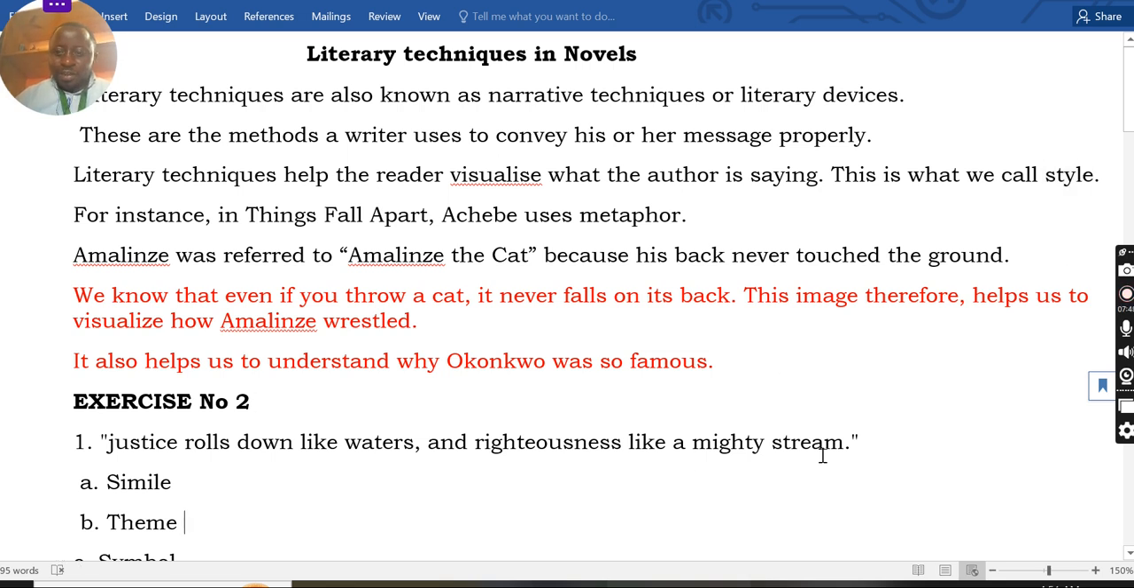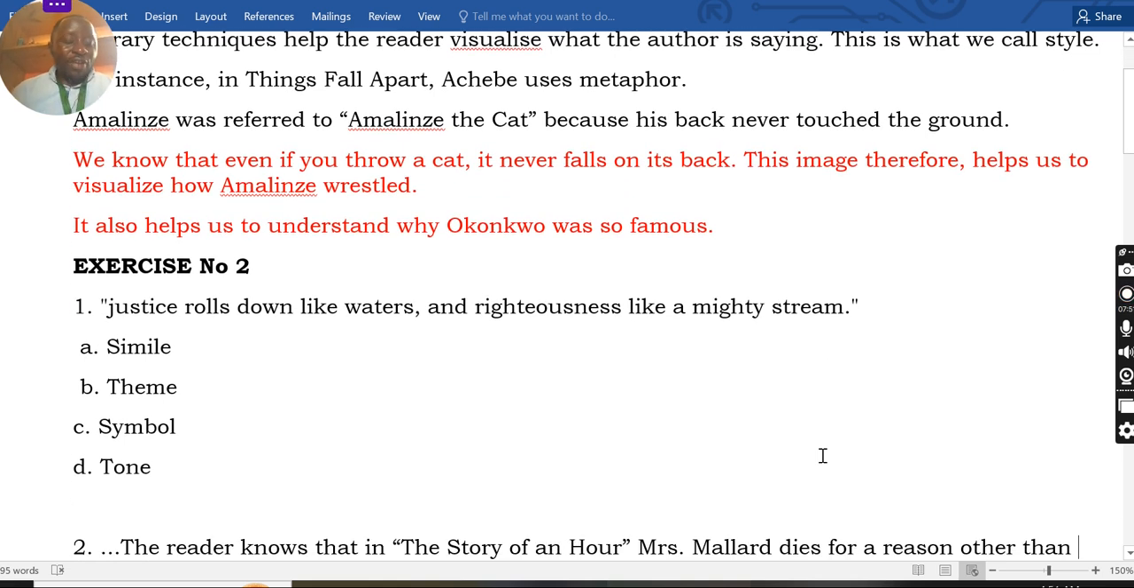Okay, I hope you are following, dear student. We have question number 1. Question number 1 says, dear student, "Justice rolls down like waters, and righteousness like a mighty stream." We have 4 alternatives here.